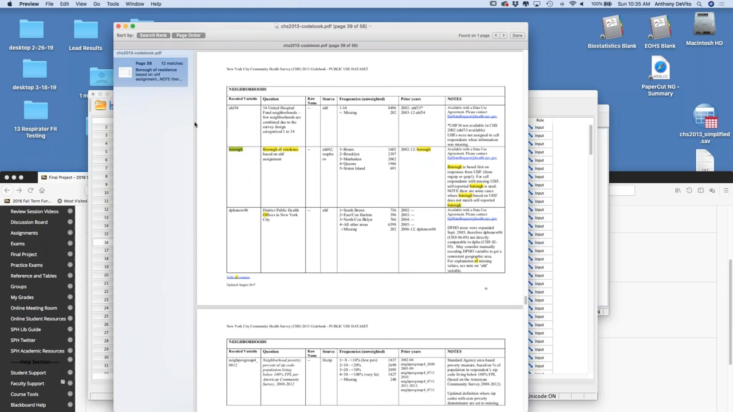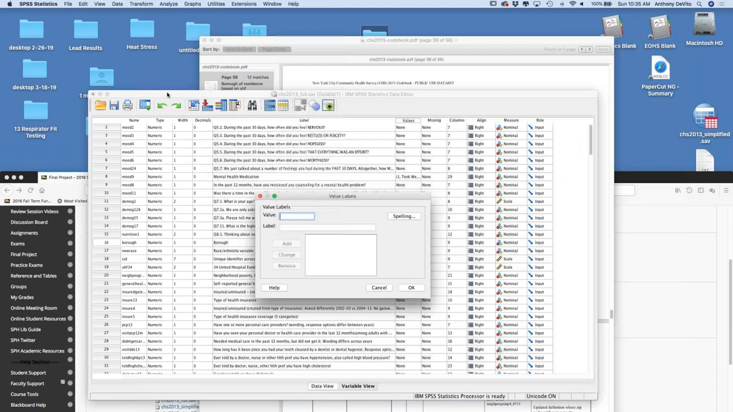And here it is. It's borough of residence. The variable name is borough. 1 is the Bronx, 2 is Brooklyn, 3 is Manhattan, 4 is Queens, and 5 is Staten Island, as I had guessed. Okay, so I'm going to fill in my 1 is the Bronx, 2 is Brooklyn, 3, I think, was Manhattan. Let me go back for a quick look. 3 was Manhattan. 4 was Queens. And 5 was Staten Island.